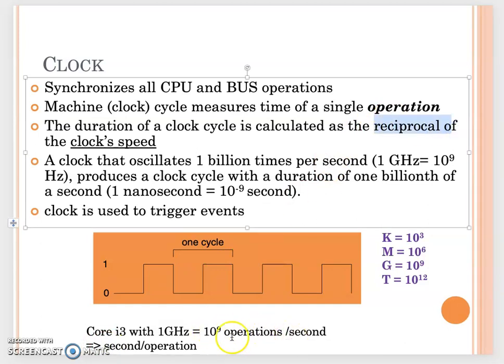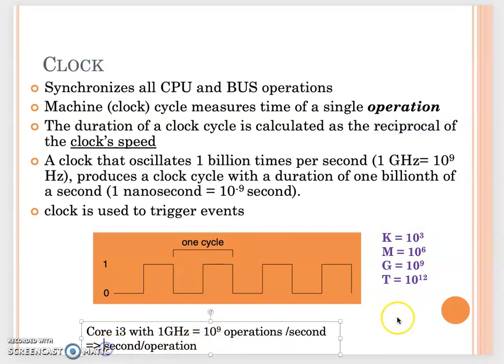So in 1 second you can have 10 to the 9th power operations. If you flip that, each operation is 10 to the, you flip that. Don't forget, when you flip from the denominator to the numerator, the exponent becomes negative. That's why 10 to the 9th power becomes 10 to the negative 9th power. So 10 to the negative 9th power second, which equals 1 nanosecond, for each operation.